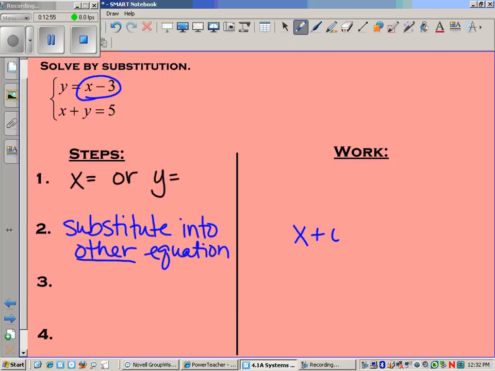So I'm going to take my second equation, but instead of y, what am I substituting in? I'm substituting in that x minus 3 because that's what it says y equals.